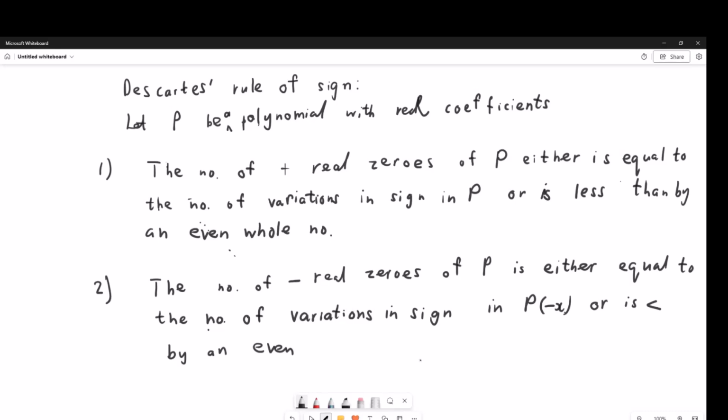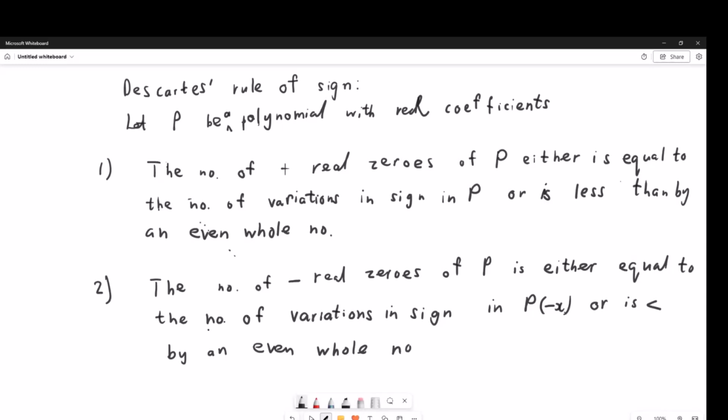Right. Or is less than that by an even whole number. Okay. I'm trying to do the icons here, but I don't know. An even whole number. Let me just say NO, okay? Let's erase that and say NO. Okay, so we've got those two, or the one rule with two sections to it.